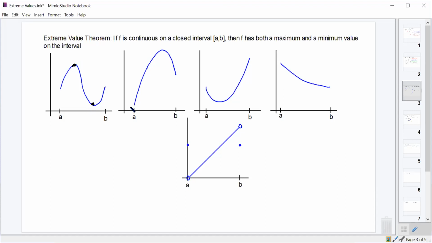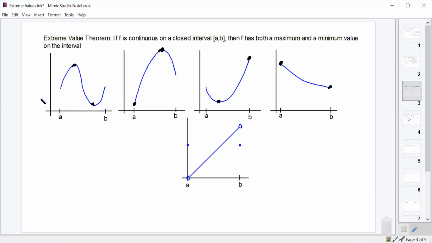Okay. And this one, the absolute min is at an endpoint, but the absolute max is not. This one, the absolute max is at an endpoint, but the absolute min is not. And this one, neither of them are on the interior, they're both at the endpoints. True? So any of that could be true. The max and the min could be on the interior, they could be at the endpoints, or it could be one of each. Good or no? Good.